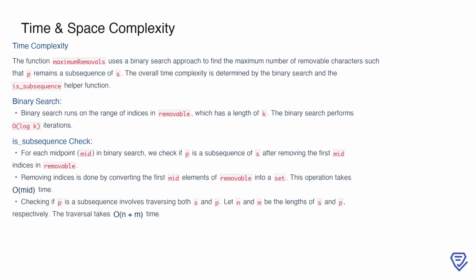For each midpoint during the binary search, we check if P remains a subsequence of S after removing the first mid indices in removable. This involves 2 sub-operations. First, converting the first mid elements of removable into a set, which takes O(mid) time, and second, traversing both S and P to verify the subsequence condition, which takes O(n + m) time, where n and m are the lengths of S and P. These 2 operations together contribute to the overall time complexity of the function.